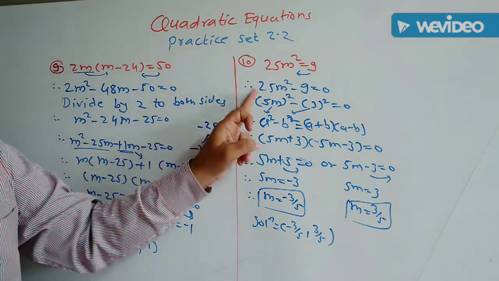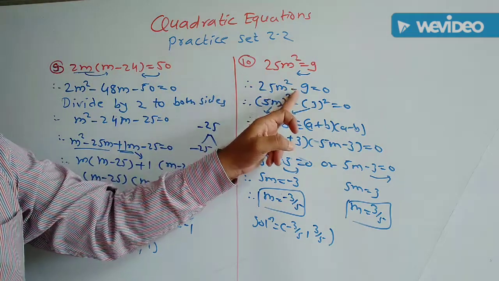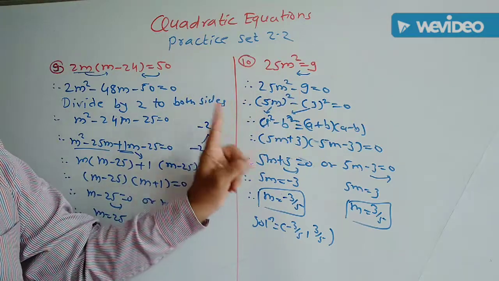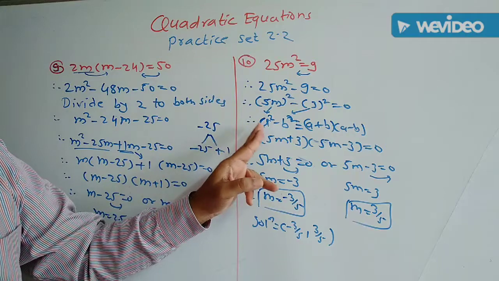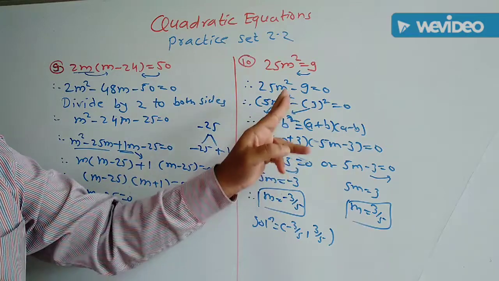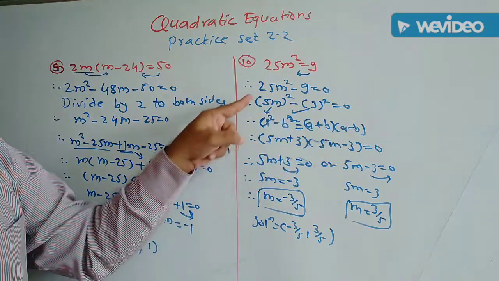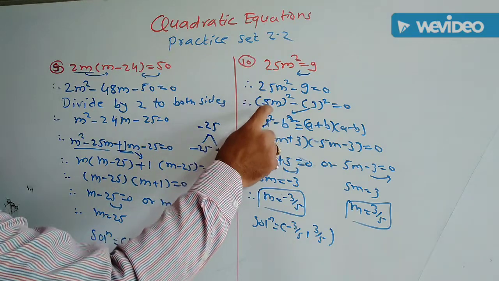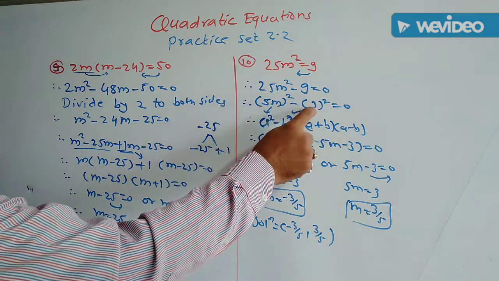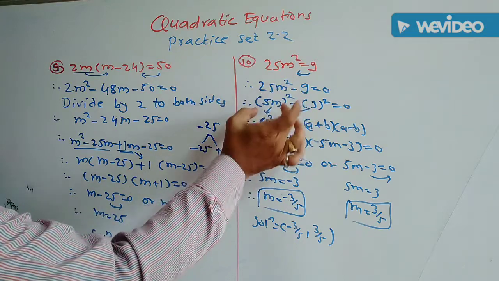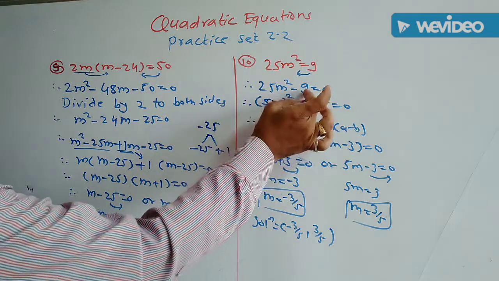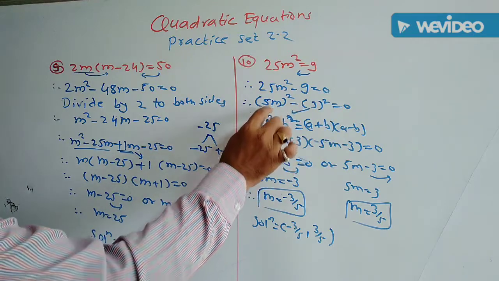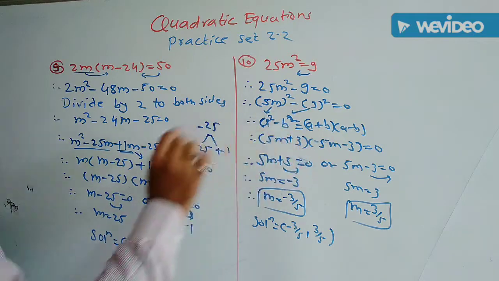In this example, 5m square minus 9, the middle term with the variable is not given, and in that type of example we always use the formula a square minus b square as (a plus b)(a minus b). For that we write the first term as a square term and the second term as a square term. Therefore 25m square can be written as (5m) square, 9 can be written as 3 square. Therefore instead of a write 5m, instead of b write 3.